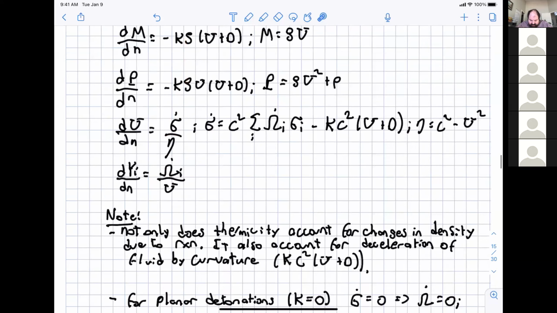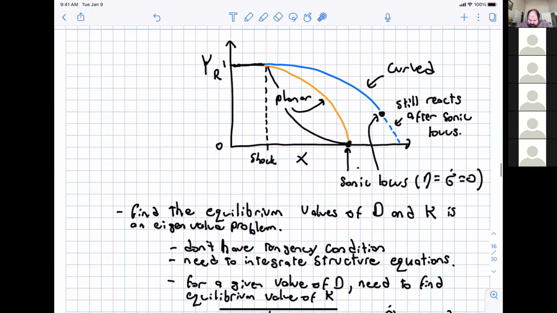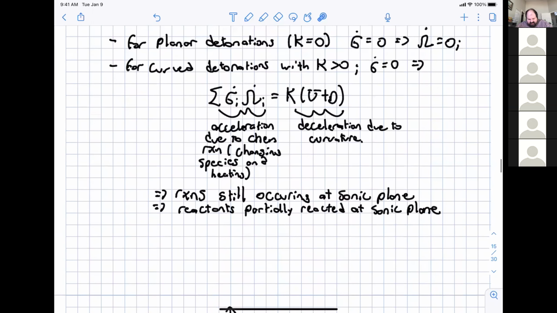I mentioned this before. One thing to note is that because of this modified thermicity condition, when the thermicity is 0, that does not necessarily mean there are 0 chemical reactions. It means that the acceleration due to chemical reaction is being balanced by the deceleration due to the expanding streamlines behind the curved shock.